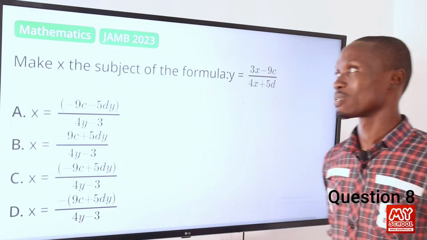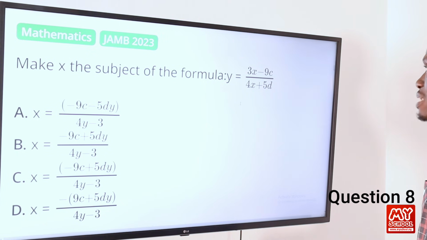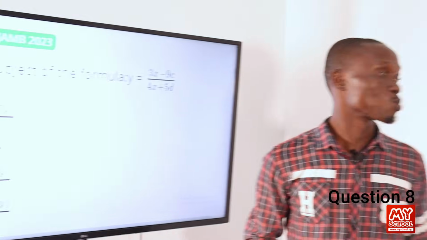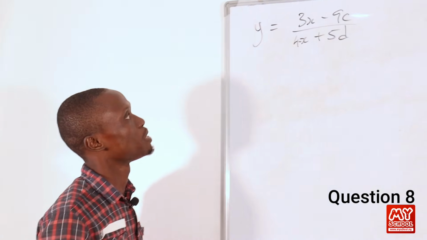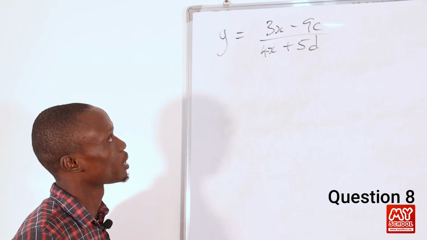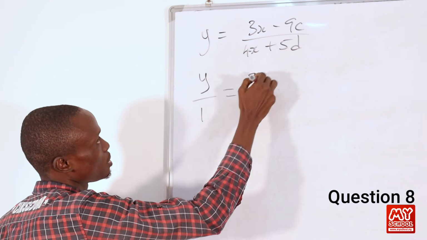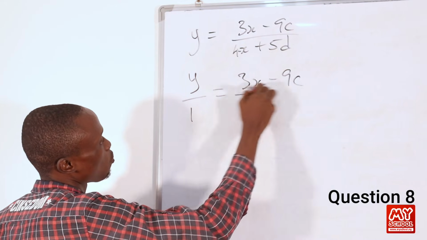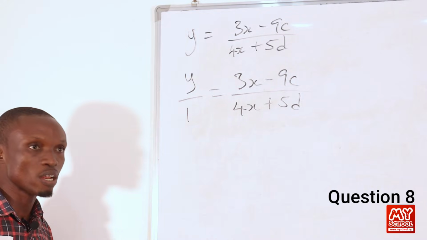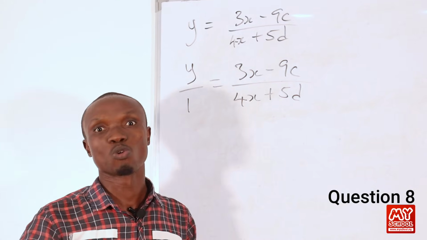Moving on to question 8. Make s the subject of the formula y is equal to 3s minus 9c over 4x plus 5d. So let's head over to our board. We are asked to make s the subject of the formula of this equation. Of course, this can be rewritten as y over 1 is equal to 3s minus 9c over 4x plus 5d. Whenever you have two fractions equated to one another, what you simply do is cross multiply.